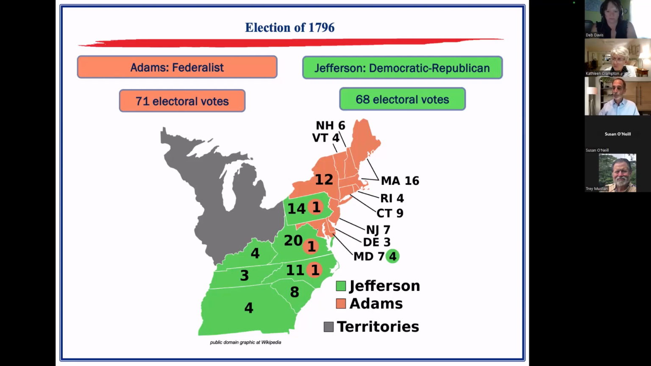So they quickly moved, Jefferson and his pals, to change Virginia's law and say if you win most, you win them all.